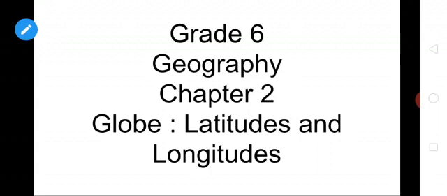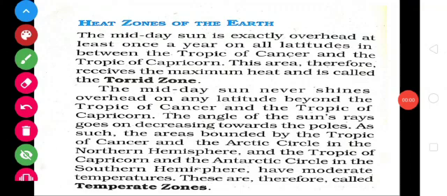Yes, so today we are going to see about the heat zones of the Earth. There are three heat zones of the Earth: torrid zone, temperate zone and frigid zone. Heat zones are otherwise called the climatic zones of the Earth. First we will see about the torrid zone.